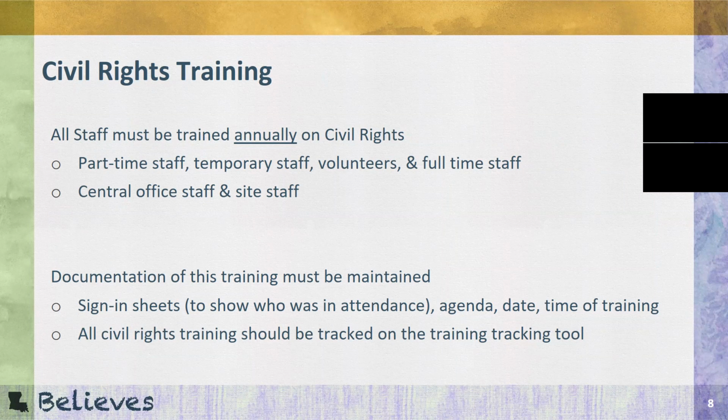Civil rights training is required annually for all staff. This includes full-time staff, part-time staff, temporary staff, central office and site staff, and volunteers. Documentation for civil rights training must be maintained for 3 years plus the current year. Documentation must also include sign-in sheets, agendas, and dates and times of trainings. All civil rights trainings should be tracked on the training tracking tool.